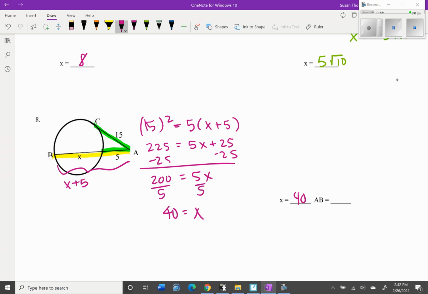So then we want to solve for AB, which is this length right here. So AB is equal to x plus 5. So 40 plus 5, of course, is 45.